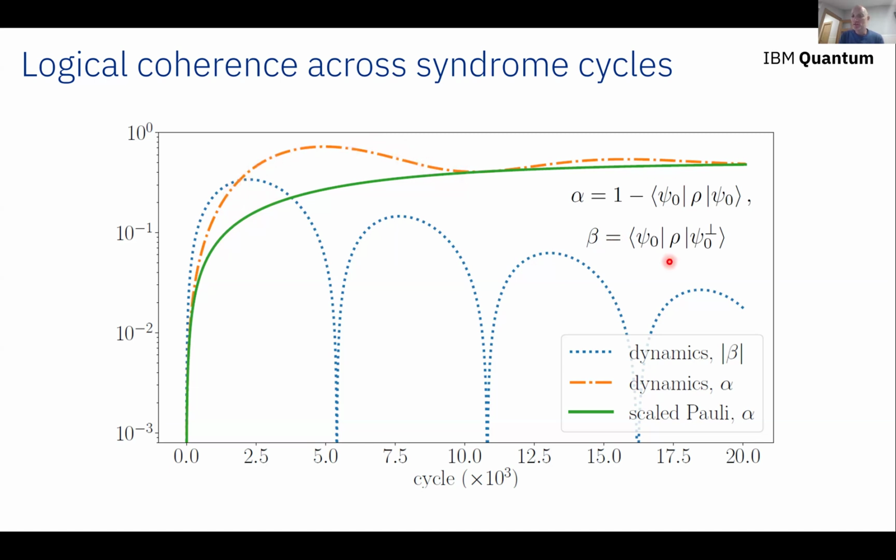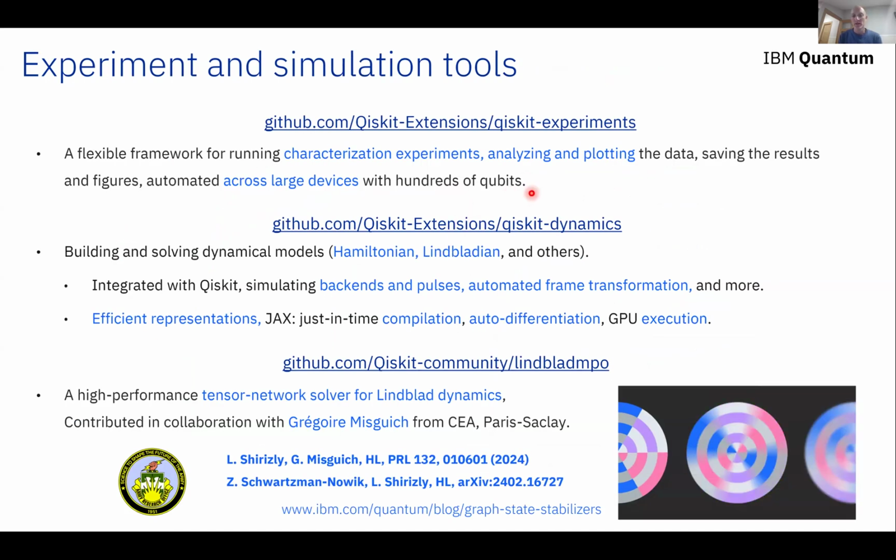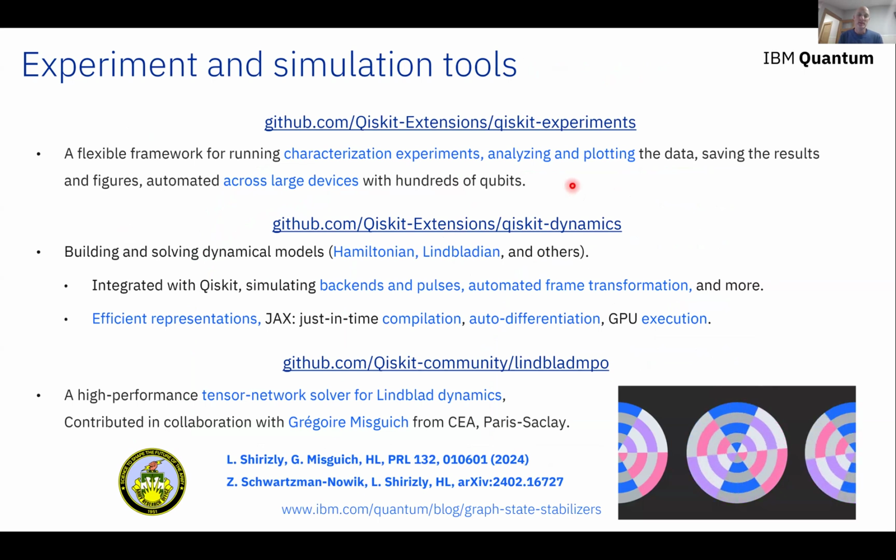This is due to the presence in the density matrix of coherence between the ideal state and the orthogonal logical state to it, which is completely lacking in the Pauli approximation and cannot be seen, but can grow to significant magnitudes when one follows the Lindblad or coherent dynamics, and does not exist in a Pauli model. Okay, I will finish with that slide that gives some links to tools that can be used to run experiments in this kit, simulate dynamics, and simulate tensor network solvers for Lindblad dynamics, and the references are here. Thank you very much.